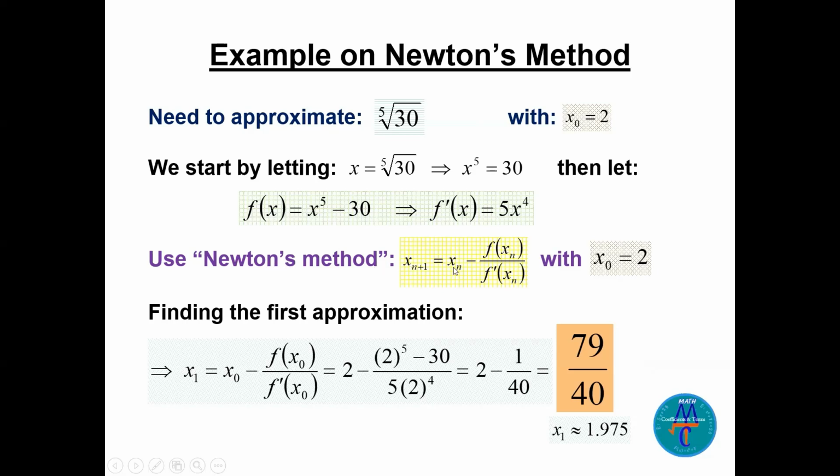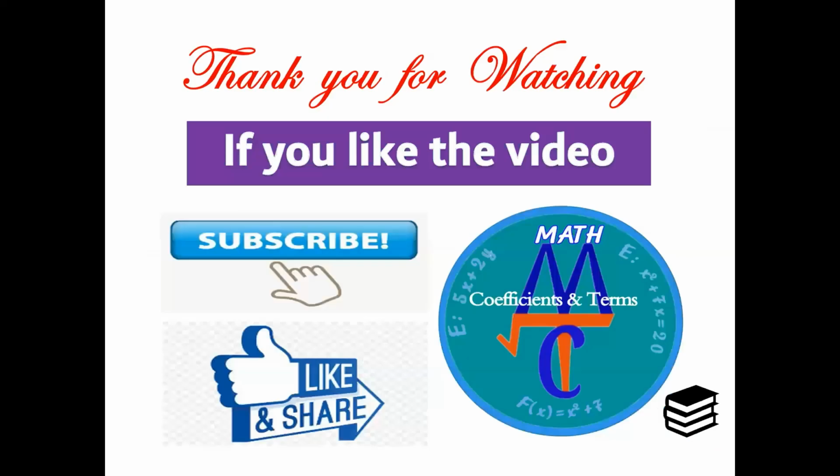Let's use Newton's method, with x sub 0 equal to 2. So the first approximation x sub 1 will be x sub 0, which is 2, minus, replace 2 in the function, and then replace 2, which is the initial guess, in the derivative down. Simplify the numbers: 2 minus 1 over 40. Please try to do it. This is 32 minus 30, that's 2, divided by this, you can cancel one of the 2's. It will be 79 over 40. This is the first approximation. You can find the second, the third, etc.